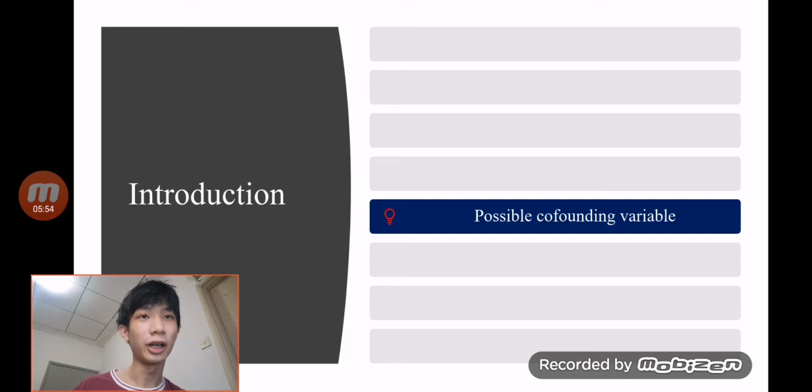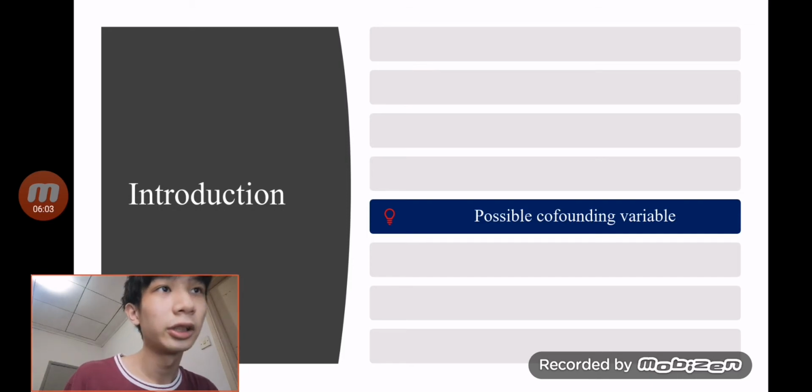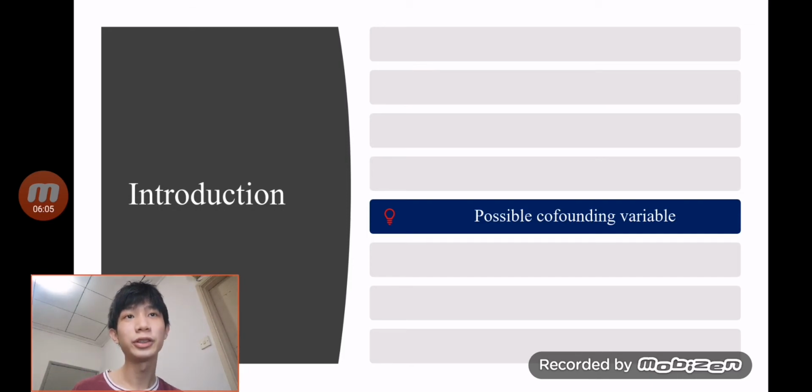After reading the article, I found out that there are two possible confounding variables that may affect the study. First and foremost is the cultural difference. The study participants were predominantly Caucasian, so this may affect the outcomes of the research.